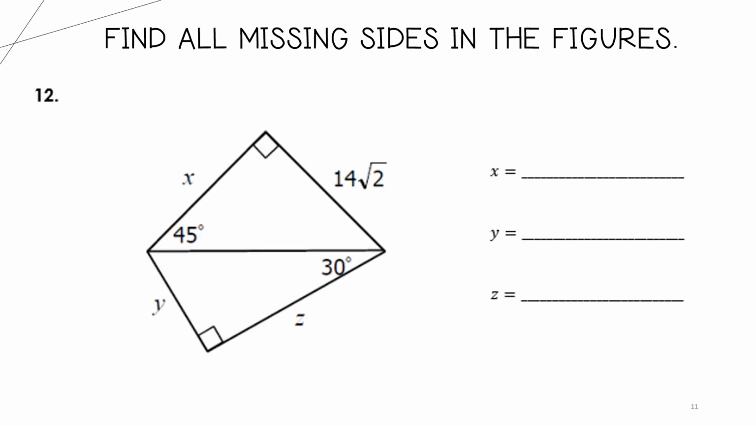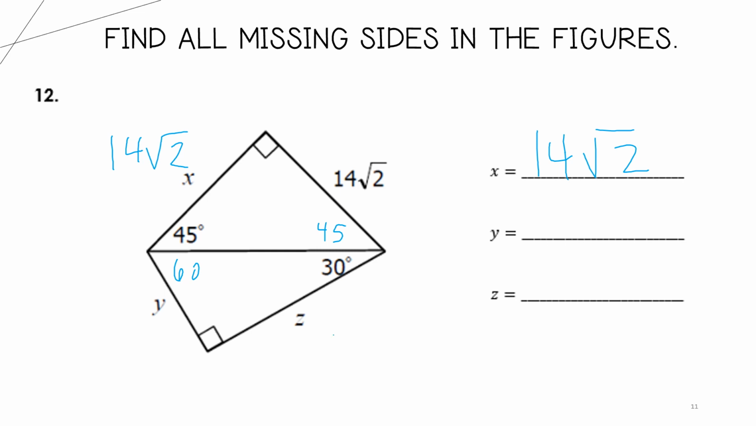All right. Also a 30, 60, 90 and a 45, 45, 90. This time they gave us one of the legs in the 45, 45, 90. So because it's isosceles, then x will also be 14 root 2. We are not asked to find the hypotenuse of that 45, 45, 90, but we need to find it because it is also the hypotenuse in the 30, 60, 90.